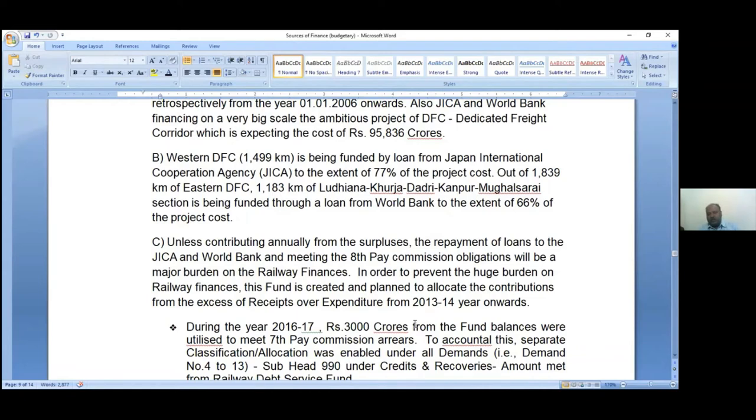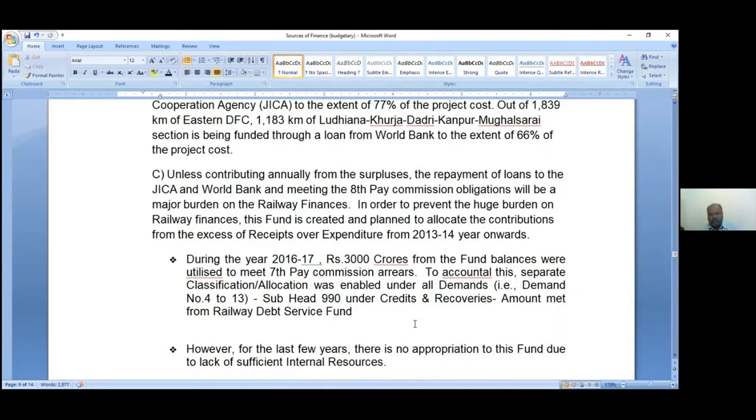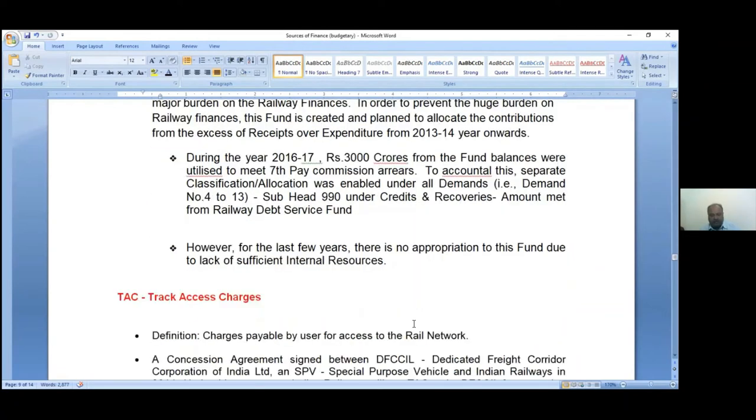The fact is there is a sufficient amount in the surplus to contribute to this fund, 3,000 crores from this special area. The objective is simply to say this is operated under all the demand sets, that is demand numbers 4 to 13, under sub-head 990, trade and recoveries, amount met from the Railway Debt Service Fund. However, for the last 3 years there has been no appropriation to this fund due to lack of sufficient internal resources. So now we are discussing this dedicated freight corridor.